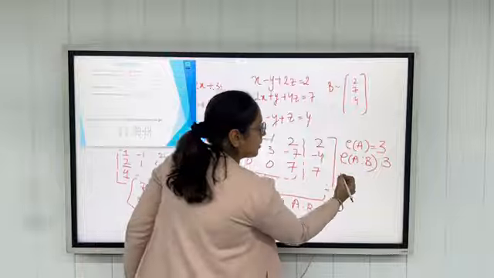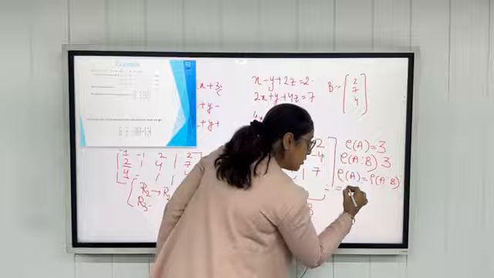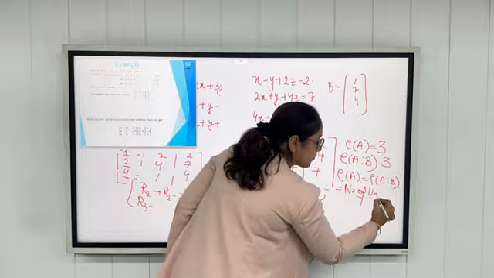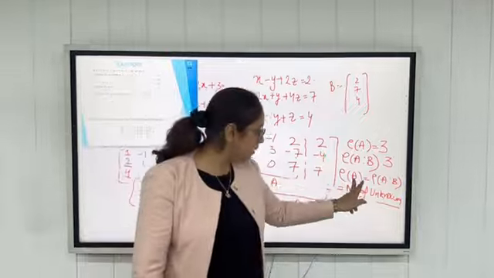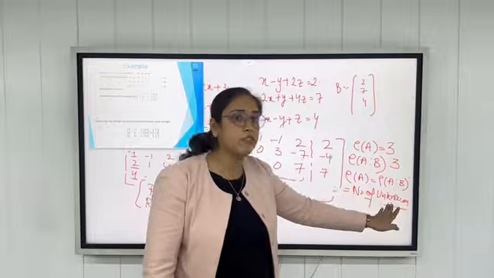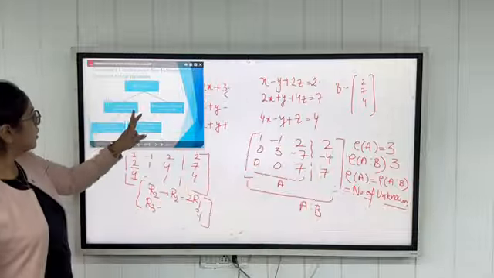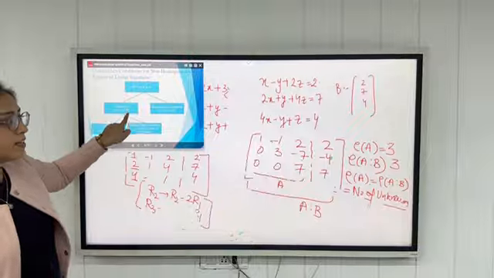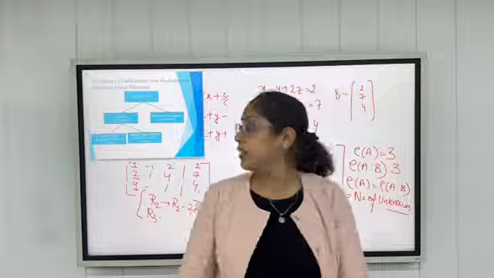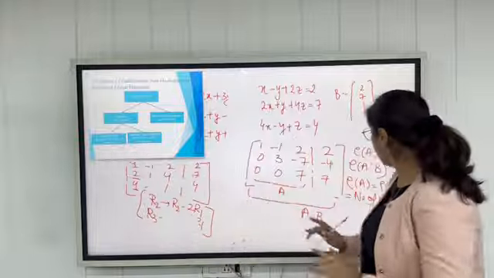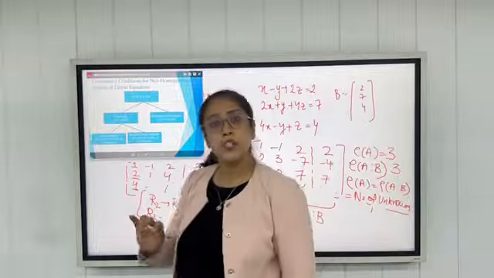So the rank of A is equal to the rank of the augmented matrix, which is equal to the number of unknowns also. The number of unknowns here is 3, x, y and z, and the rank of A, the rank of the augmented matrix and the number of unknowns are all equal. So in this case, if the rank of A is equal to the rank of the augmented matrix, then the system is consistent. And if it is equal to the number of unknowns also, like in this case the number of unknowns is 3, then you will have a unique solution.